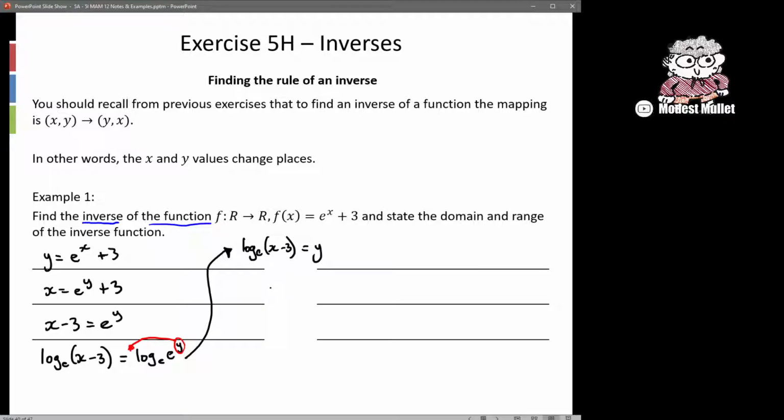Now, you can't leave it like that. That's just an equation. We're actually asked to find the inverse function, so we need to write this as an inverse function, which is f to the negative 1 of x is equal to log base e of x minus 3. So that's our inverse function. Now we do need to state the domain and range of the inverse function. We could look at this and think of how the basic log function is being transformed. That's one way to approach it.